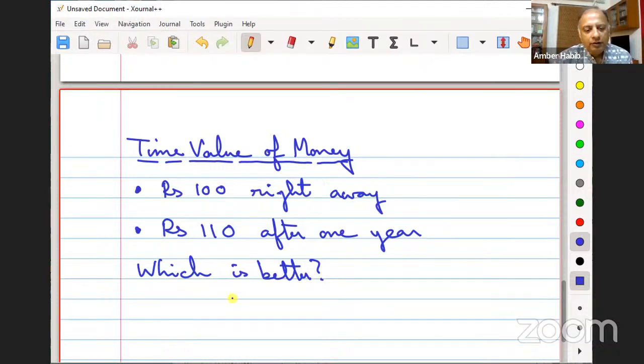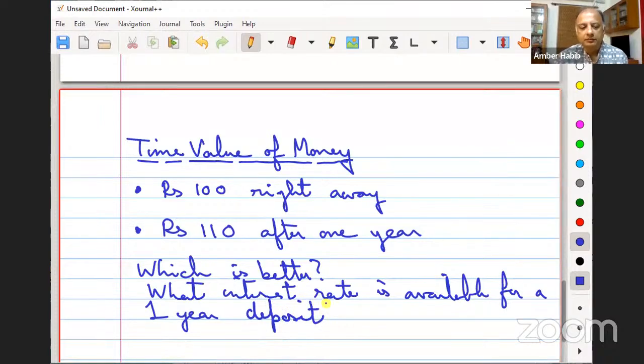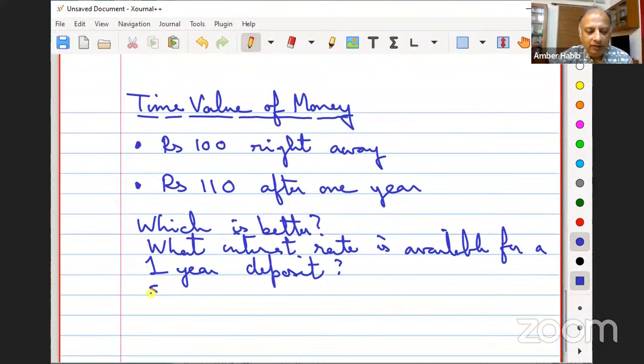All right. So you can ask, what kind of interest rate can I get, right? What interest rate is available for a 1 year deposit in a safe bank? Okay. Well, suppose what's available is 5%.